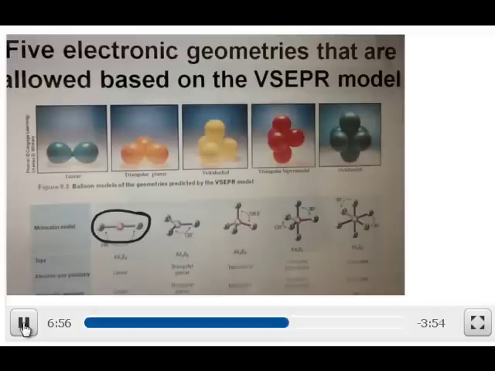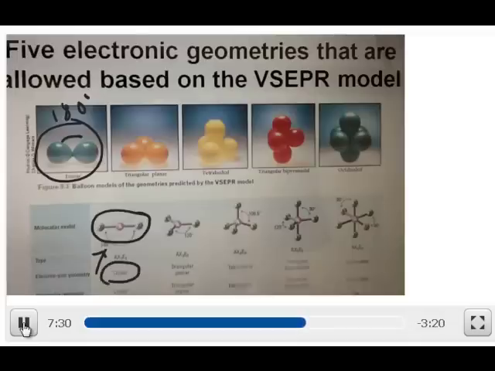That can often be shown with a demonstration with two balloons that are connected together. Automatically, if you have two balloons, they're going to spread out in a linear shape. So in other words, the XAX angle as shown by this picture will be 180 degrees. So if you have two pairs of electrons around the central atom, your electron pair geometry, shown right here, is going to be linear.